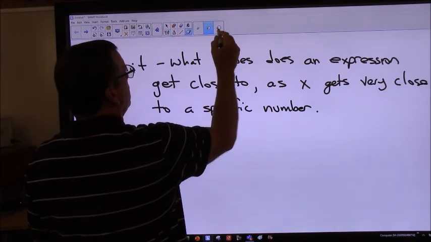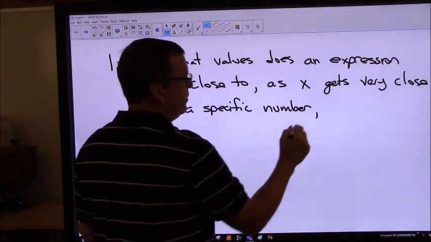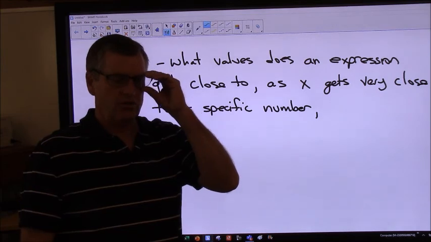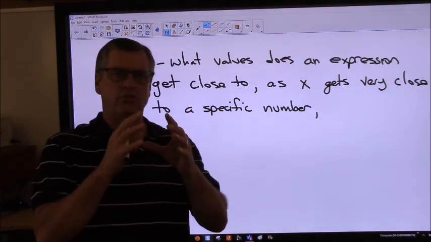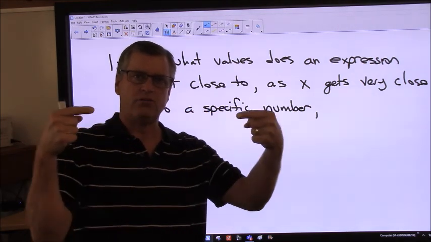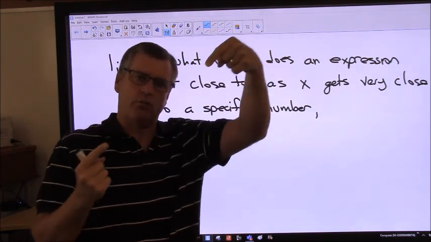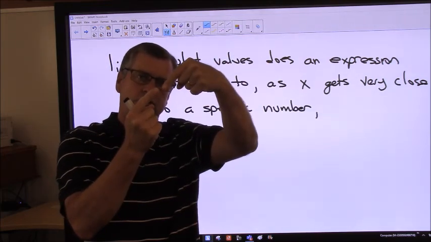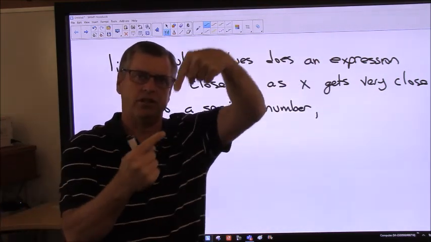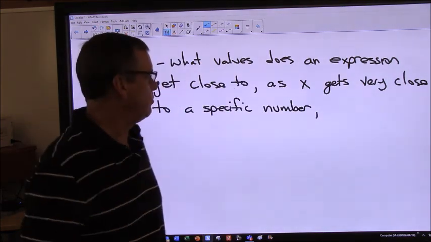Actually, I'm going to add a little bit to this. I'm going to say, as we get really close to a specific number from both sides. So if you think about x getting close to 0, you're coming at it from the negative side, but you can also come at it from the positive side. And I want to know, what do these y values, if I've got a graph like this, what are the y values getting close to? Or maybe it's a graph that does something like this. It's got some curves in it. But as x gets close to a certain number, the y values approach the same thing.